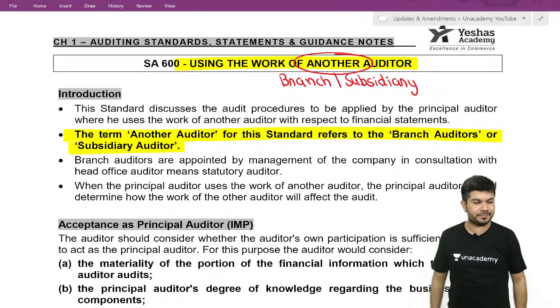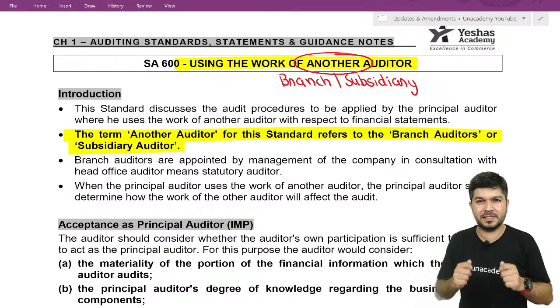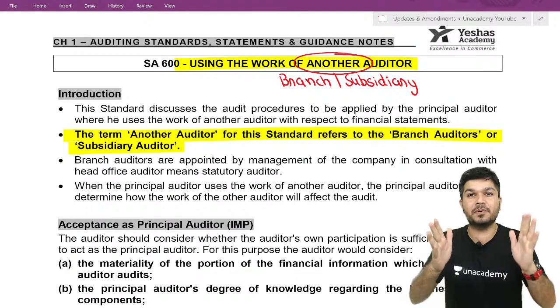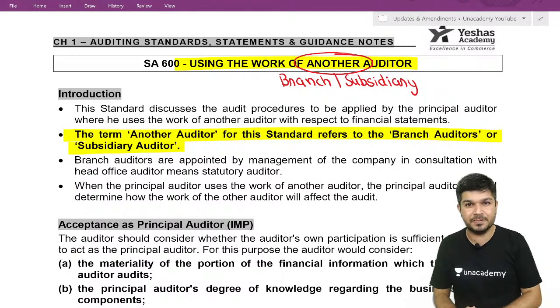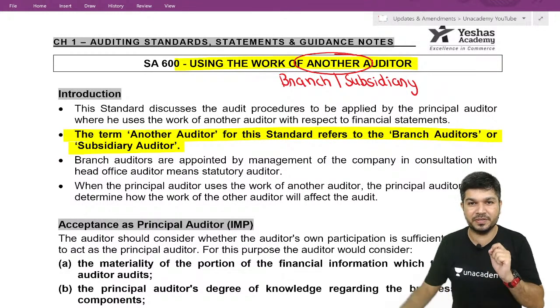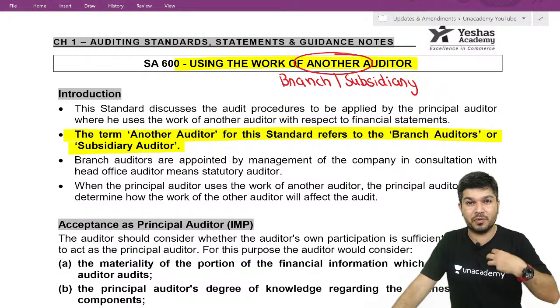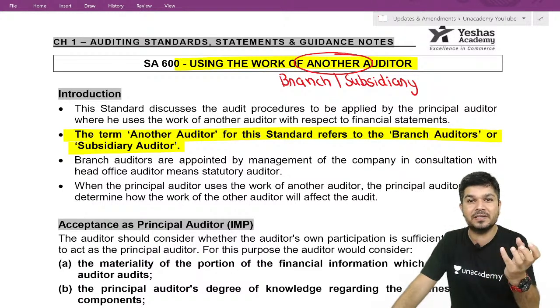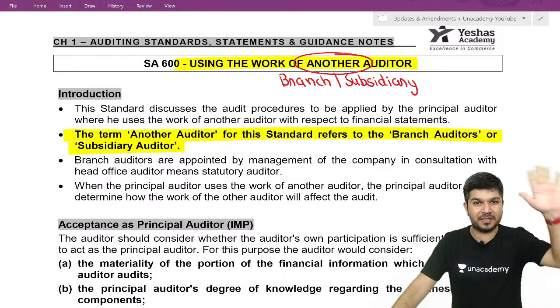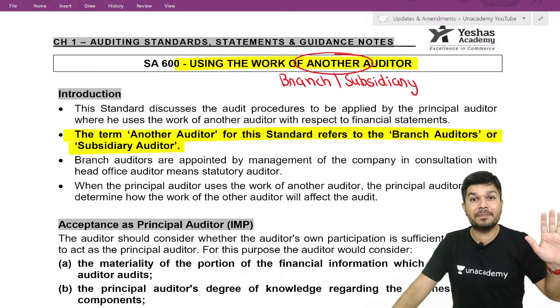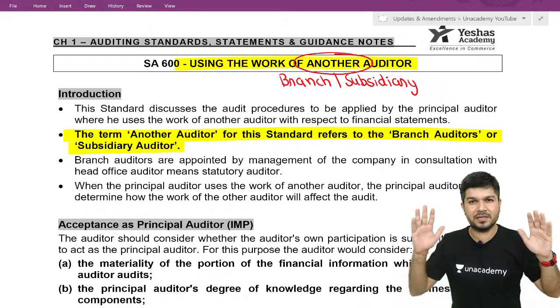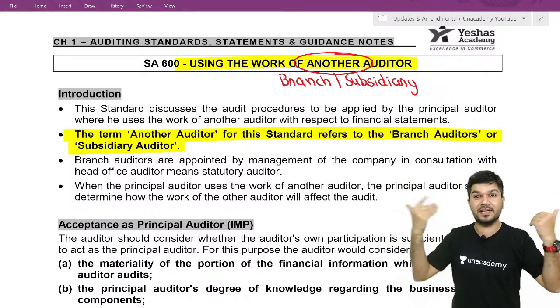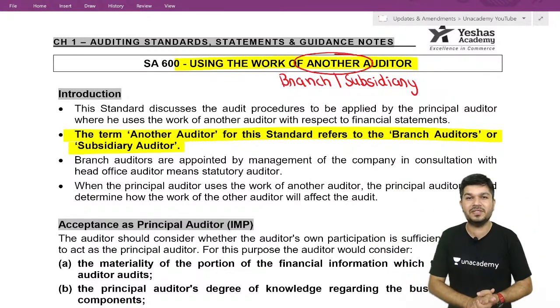Now, suppose the company comes up and says that, sir, we want to appoint you as a principal auditor. My question: if someone tells me that we want to appoint you as a principal auditor, should I directly say yes, or should I see certain matters? Which factors will you consider before accepting the audit as a principal auditor? Yeah, sir, we always see some factors.